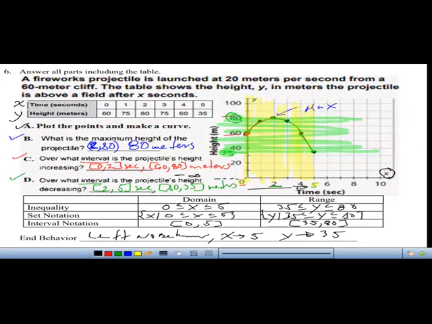All right, that was number 6. Y'all ready for the last one? All right, here we go.